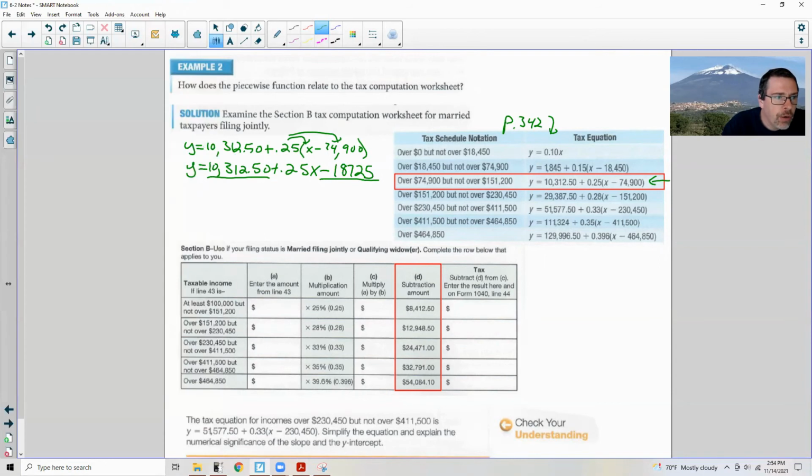So it's going to be y equals 0.25x minus $8,412.50. So as you can see, my constant in this equation is that value that we're subtracting from that multiple for the next bracket. And that's where these values come from. Where did 12,948.50 come from? By plugging in or distributing this 0.28 here and subtracting this from this. That's where that came from. Okay, so that's all they did there.